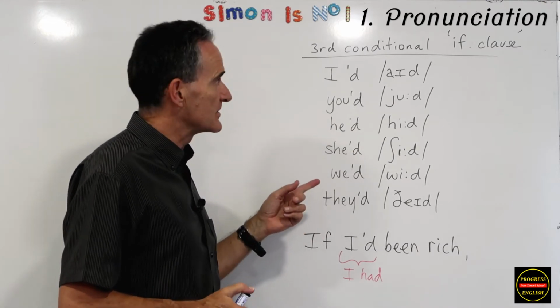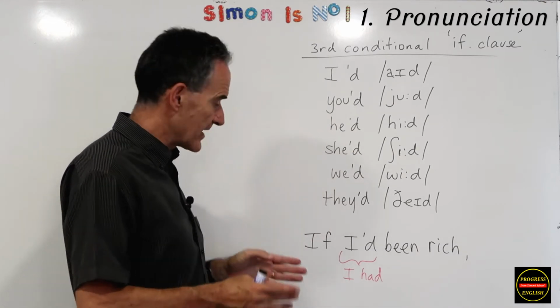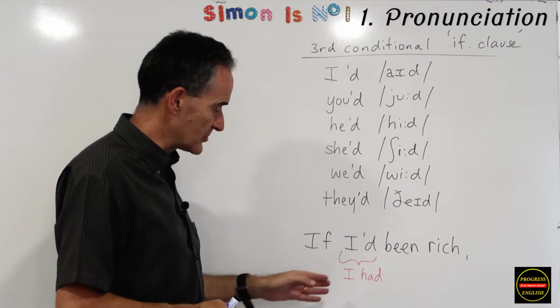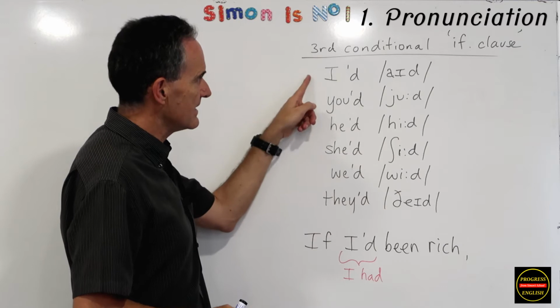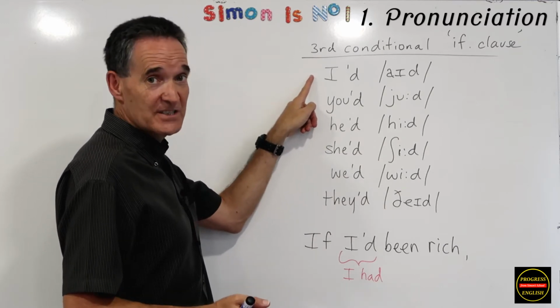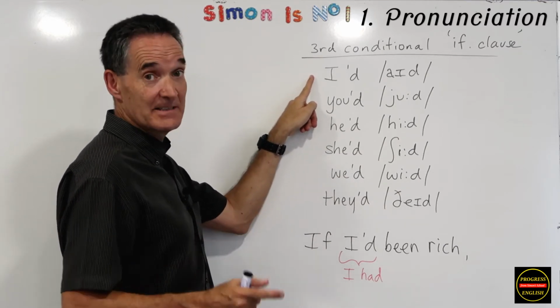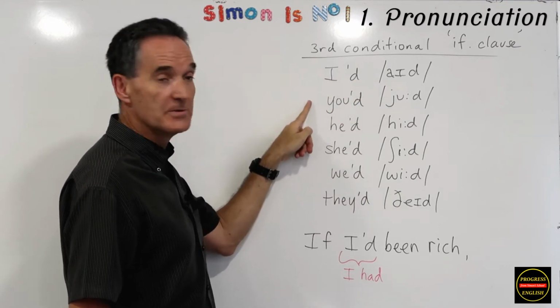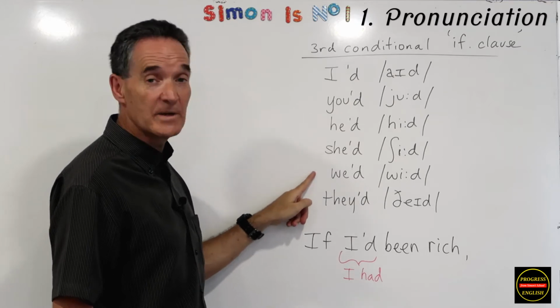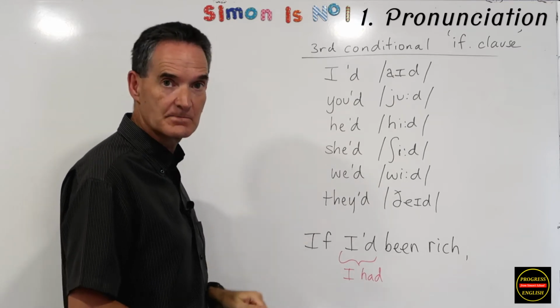Now on to the third conditional, but the if clause. Very often you'll have to contract the pronoun and the had. And interestingly, the contraction is exactly the same as the second conditional. Again, I'd, you'd, he'd, she'd, we'd, and they'd.